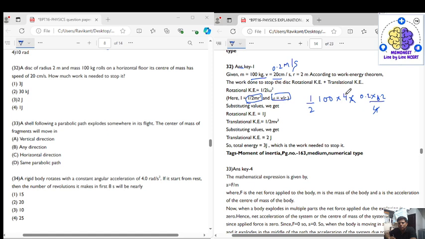So this 4 and 4 get canceled out. Then this and this cancel out at 100. This 2 and this 2 get canceled out. We get 2 joule, right? So we get it as 2 joule. Let me check it again. Half I is m, which is 100, r square, mr square is 4, right?